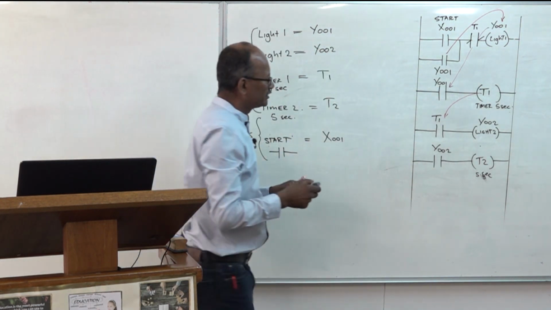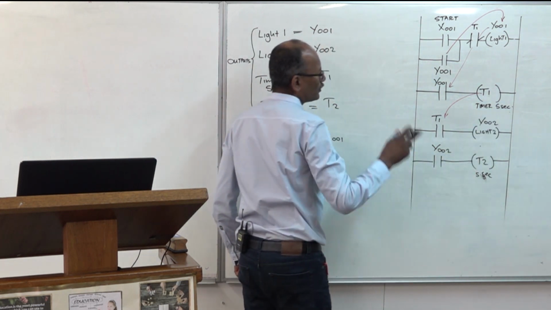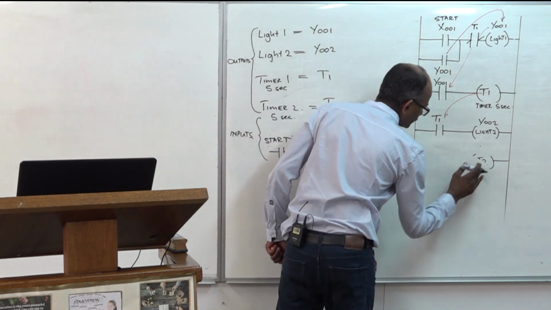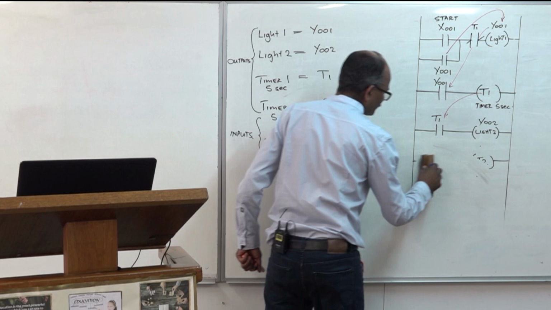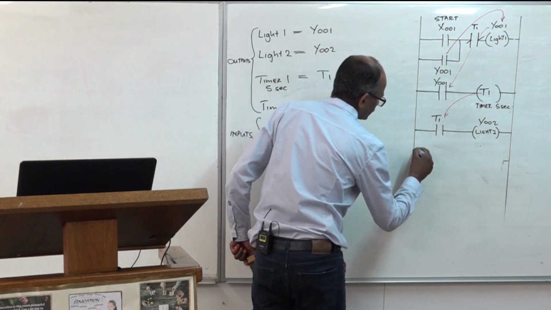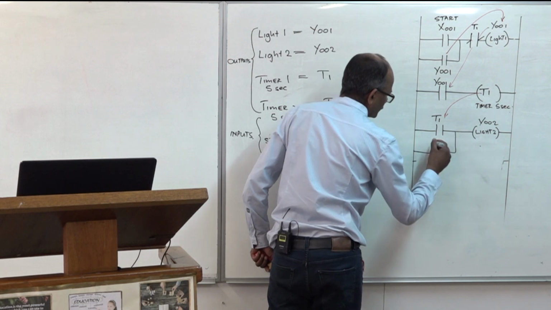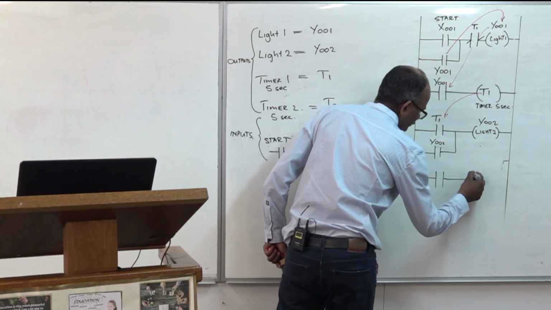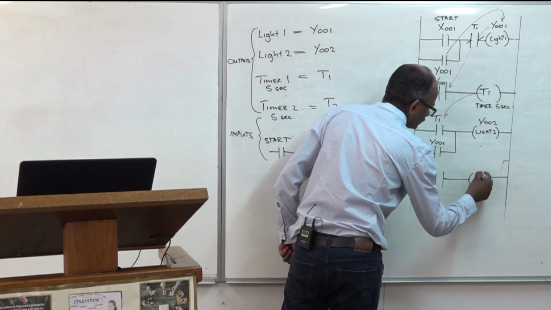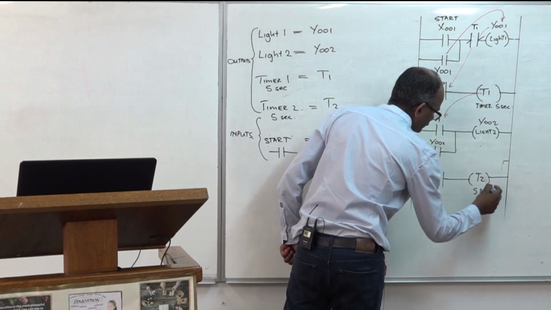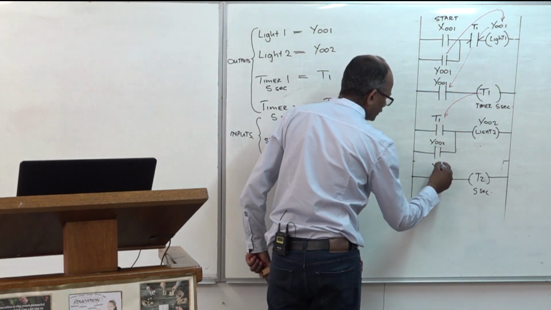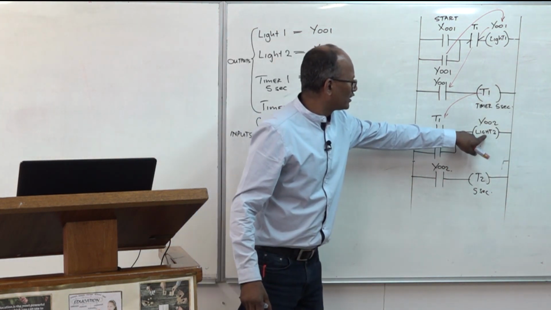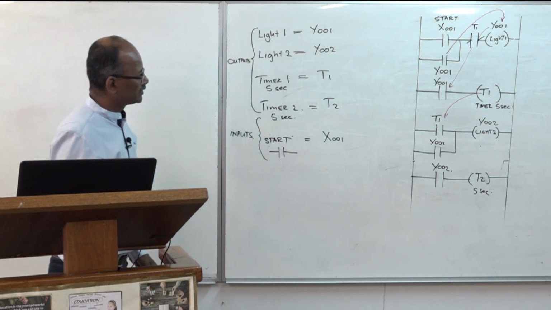Don't forget, T2 or Y002 will only stay on for as long as it latches itself. So I should have actually put in a latch. Always don't forget. So this would be Y002. And then this would be T2, 5 seconds, and the address for here would be Y002. So Y002 latches itself as well as turns on timer T2.